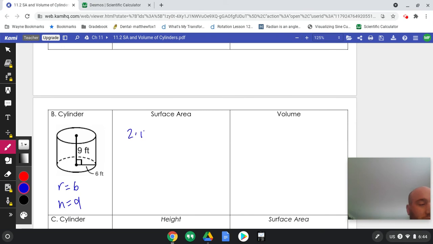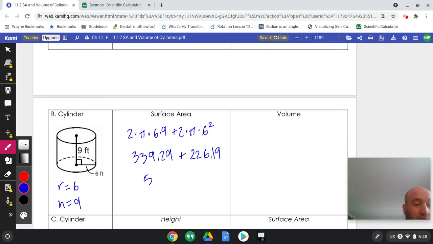So 2 times pi times the radius times the height plus 2 times pi times the radius squared. Okay, so 2 times pi times 6 times 9. You can do this in your calculator just to save a little time. I'm not going to click back and forth anymore, but 339.29. Okay, that's if we round. Now 2 times pi times 6 squared, that'll be 226.19. And we add those together to get 565.48. Remember, feet squared. Area will always be squared.